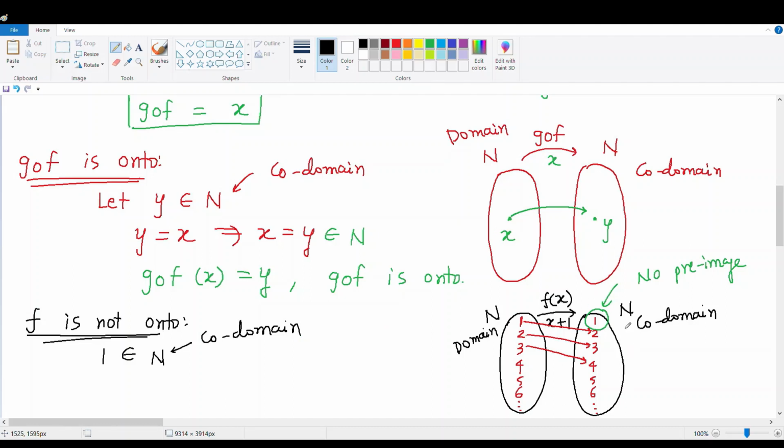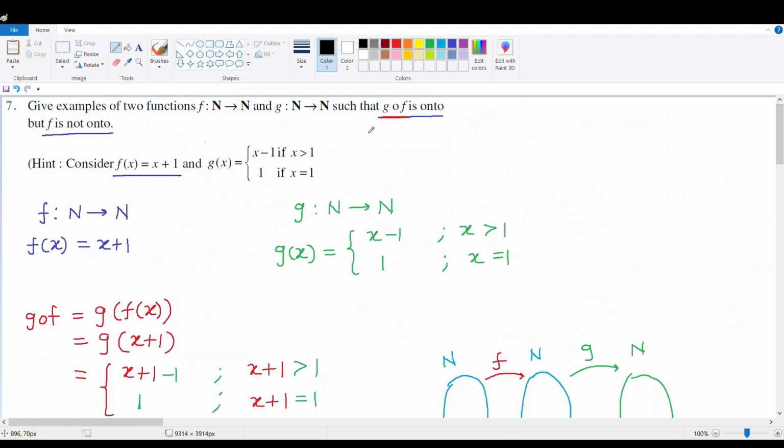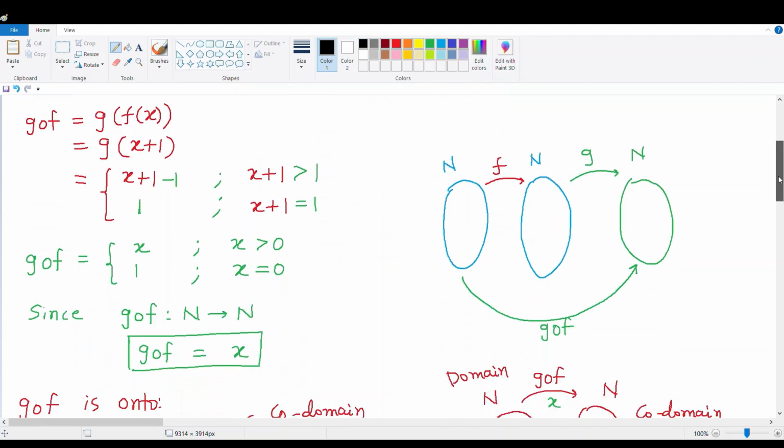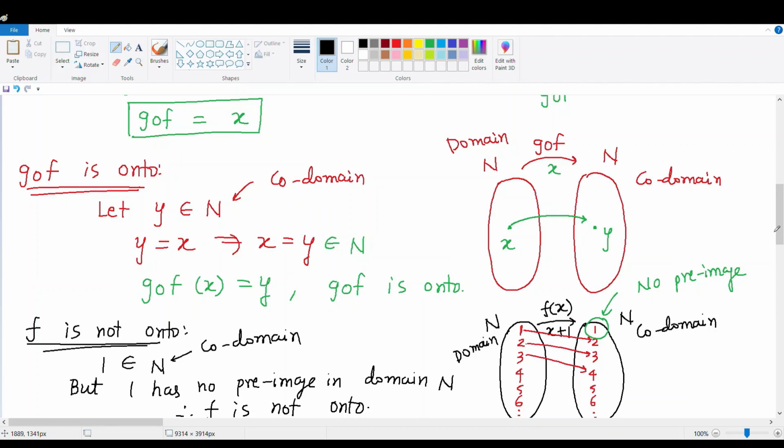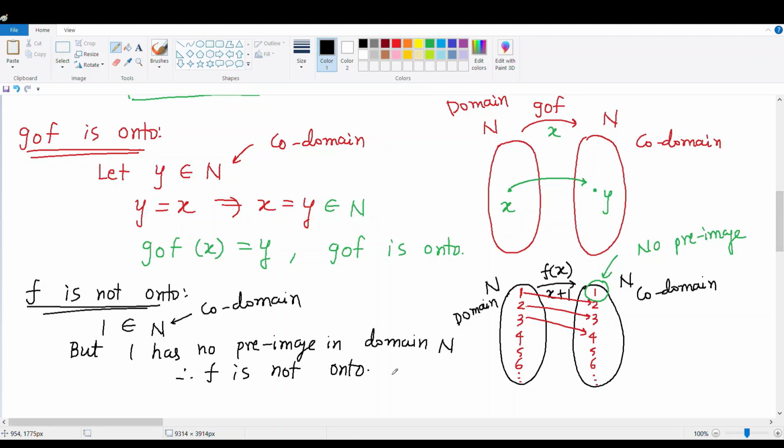So we are picking element 1 from this codomain, and 1 is there in the codomain, but this 1 has no pre-image in domain N, therefore f is not onto. Okay, and we are done. Why? Because we were just supposed to show that g of f is onto and f is not onto. So g of f is onto and f is not onto.